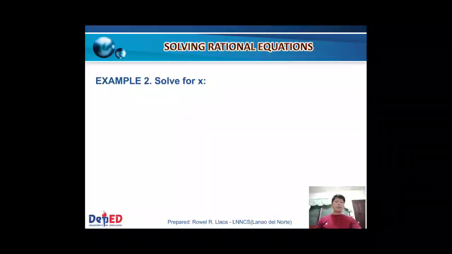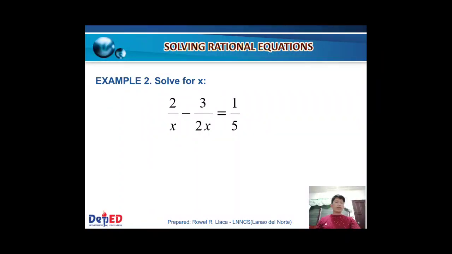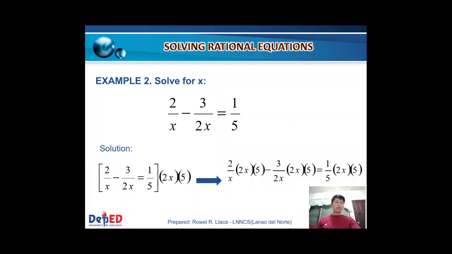Example number 2. Solve for x. 2 over x minus 3 over 2x equals 1/5. Our LCD here is 2x times 5. So multiply it to the given equation. It becomes 2 over x times 2x times 5 minus 3 over 2x times 2x times 5 equals 1/5 times 2x times 5.